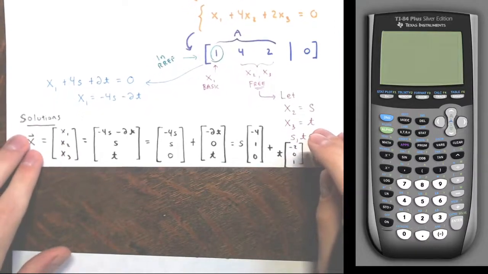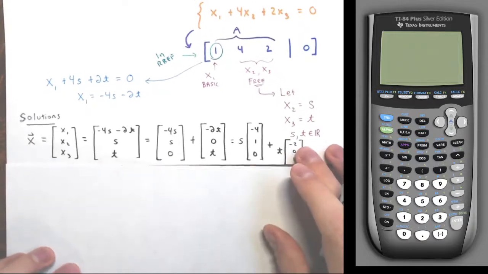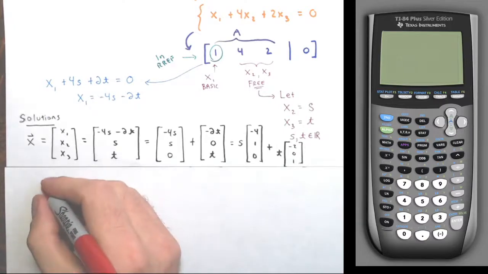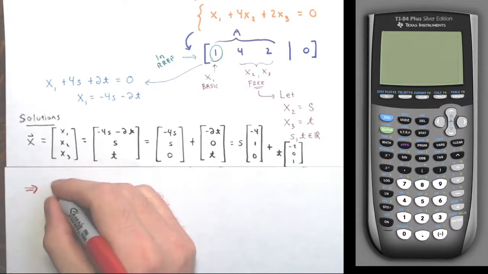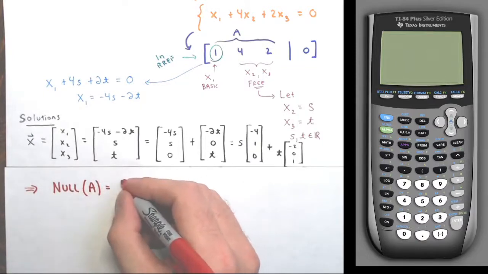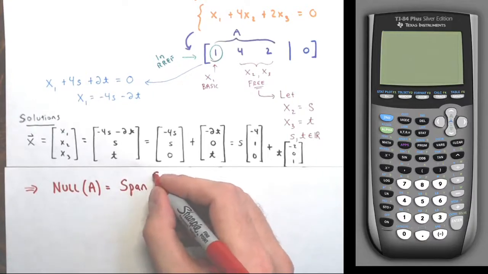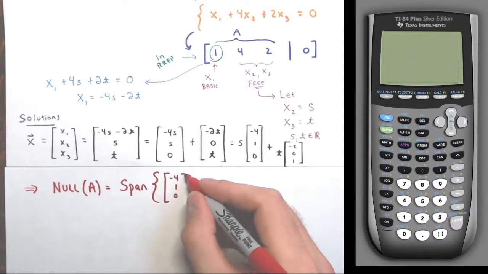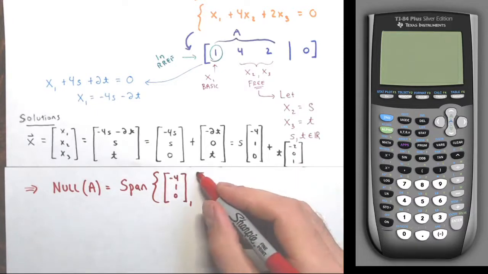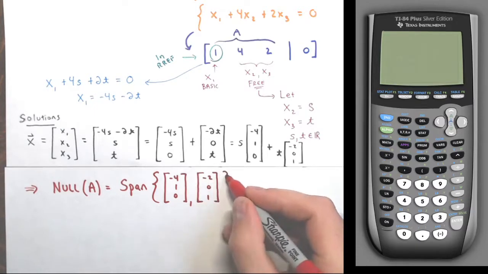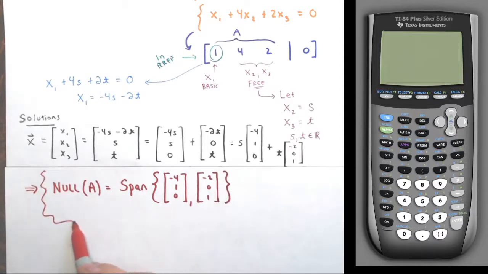All right. So you could write that out as a description when you talk about the null space of A, but I'm just going to write it this time just as a span. All right. So the null space of A is the span of these two vectors, -4, 1, 0 and -2, 0, 1. Okay, so I got that much. All right, just a set of all linear combinations of these two.